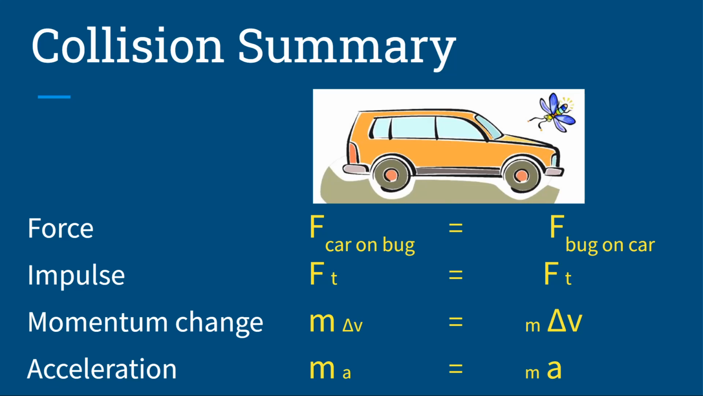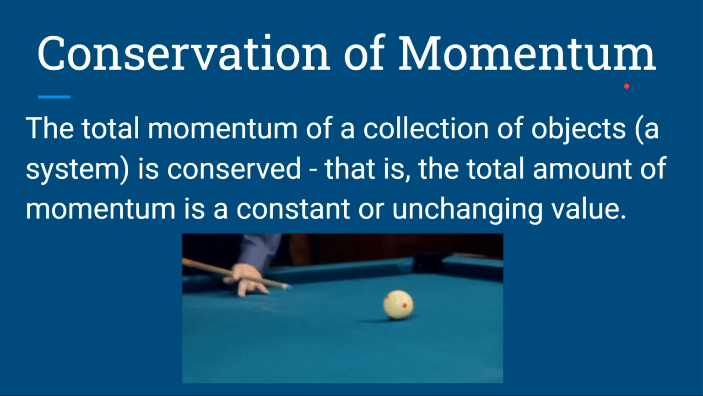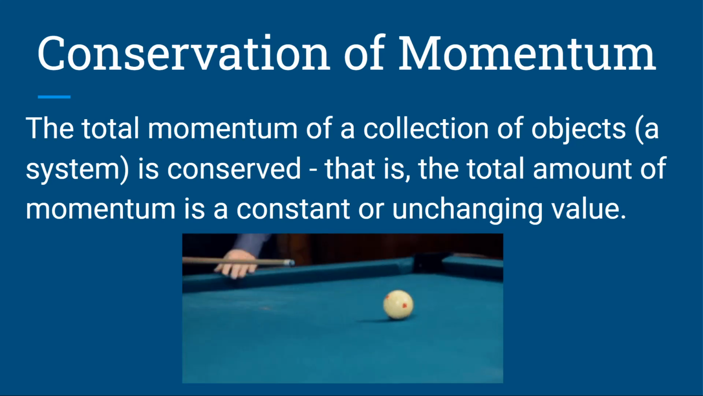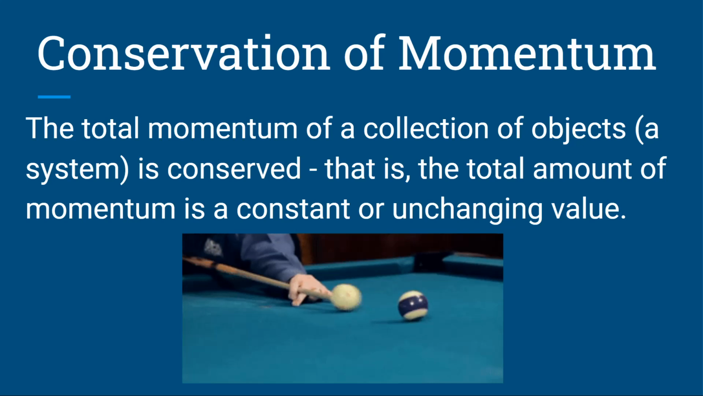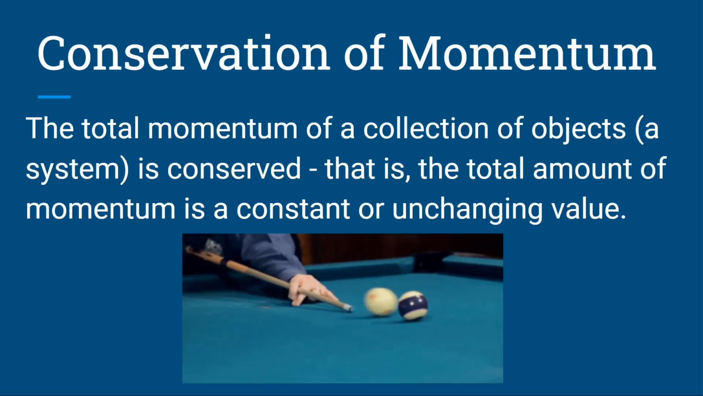This can help us to explain and see why things happen as they do. So let's talk about conservation of momentum. The law of conservation of momentum states that the total momentum of a collection of objects, that's a system, is conserved. That is, the total amount of momentum is constant or unchanging. So your total momentum will be the same before a collision as it is after a collision. It can't change. That's what it means to be conserved.